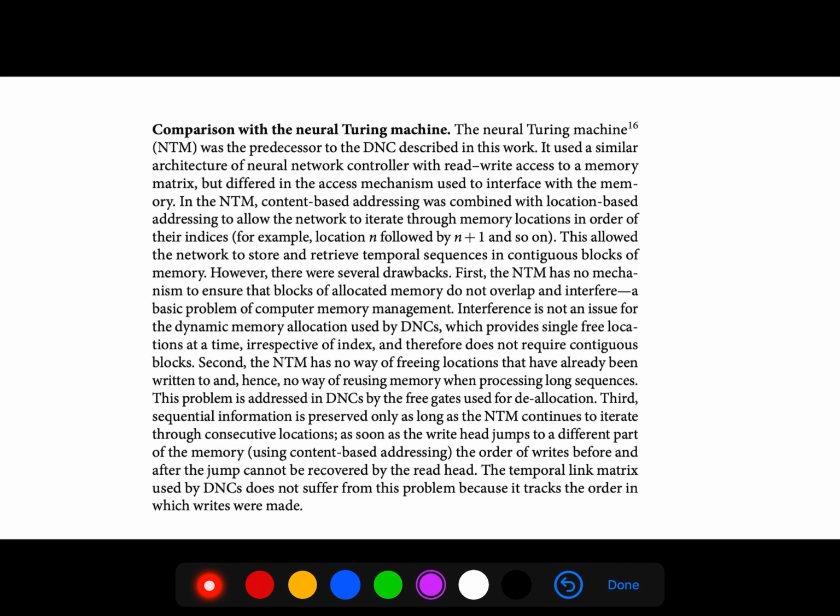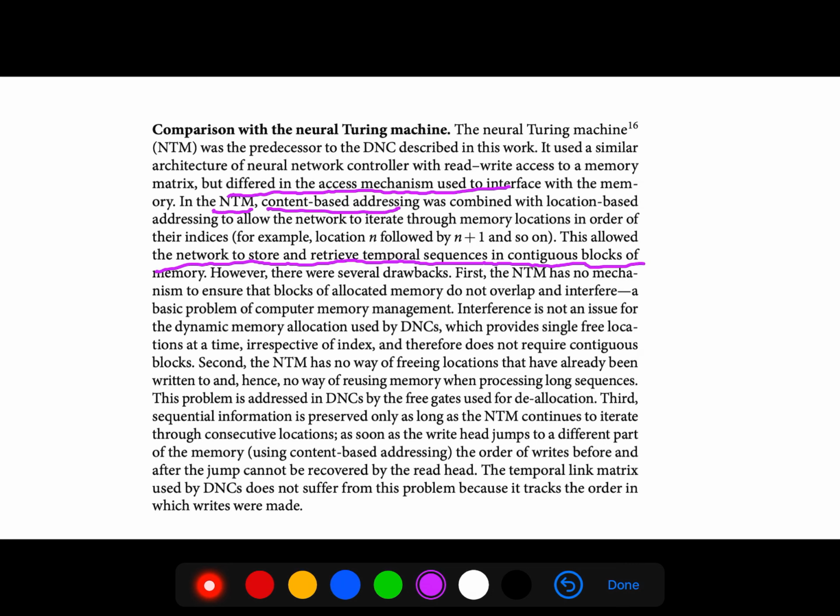So comparing with the neural Turing machine, the neural Turing machine was the predecessor to the DNC described. It uses a similar architecture with read-write access, but differed in the access mechanism. In the neural Turing machine, content-based addressing was combined with location-based addressing, which allowed the network to iterate through memory locations in order of their indices. This allowed the network to store and retrieve temporal sequences in contiguous blocks of memory.